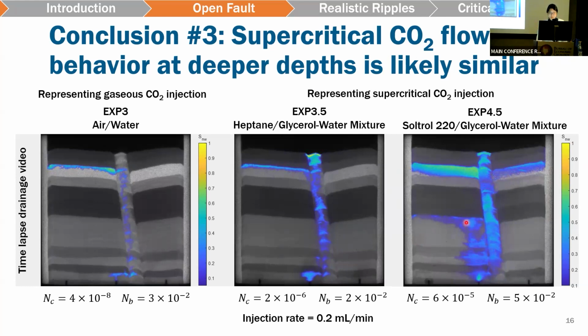But overall, if we compare all three of these flow scenarios, we can see that they all enter into the high permeability fault, and they all essentially exit out of this domain through this high permeability layer. Therefore, supercritical CO2 flow behavior at a greater depth should still be similar to this injection of a gas phase instead of liquid or supercritical phase.